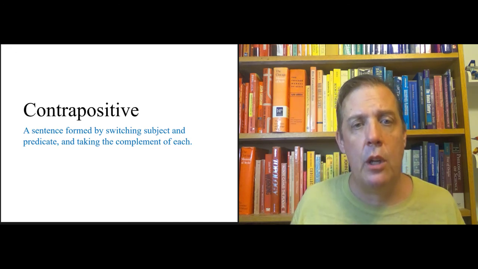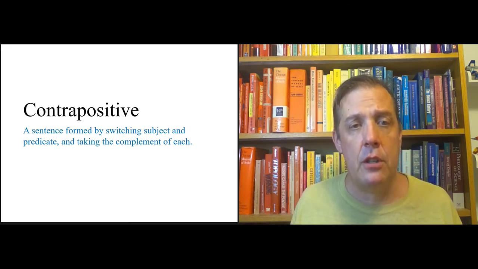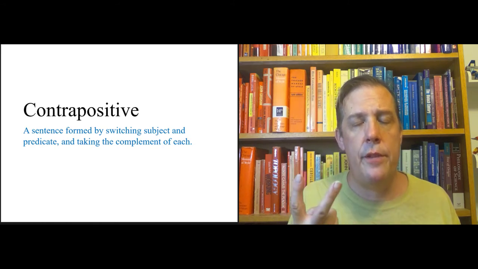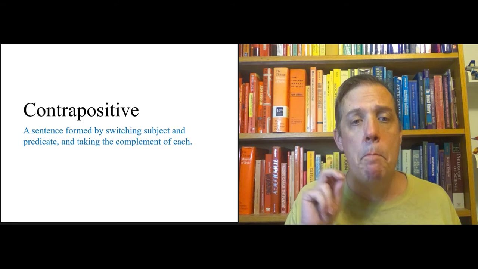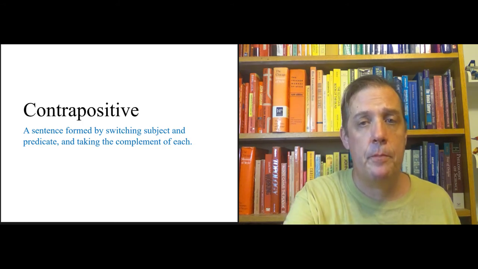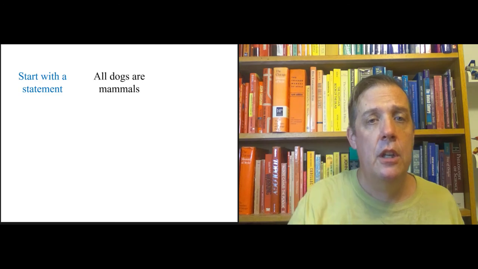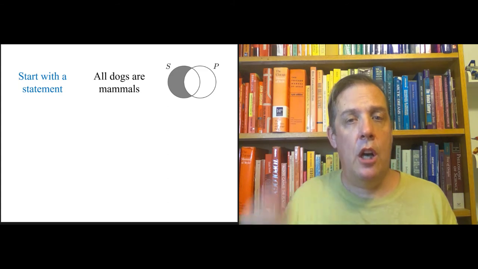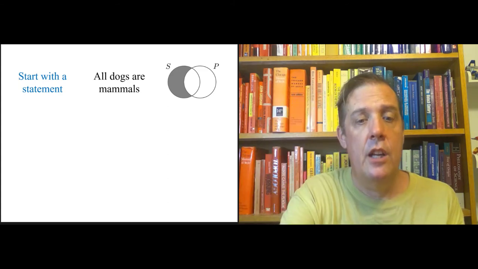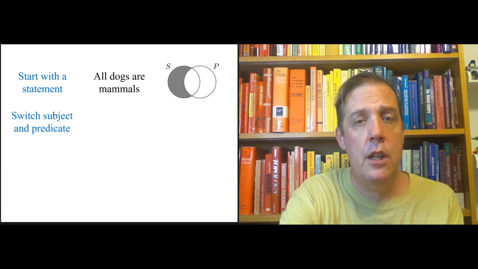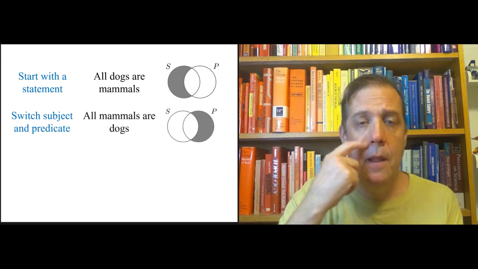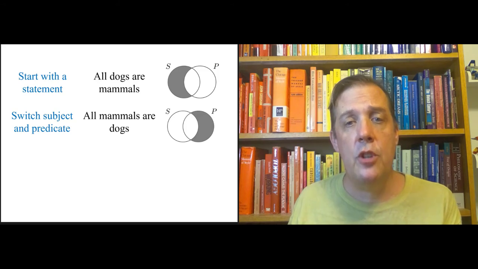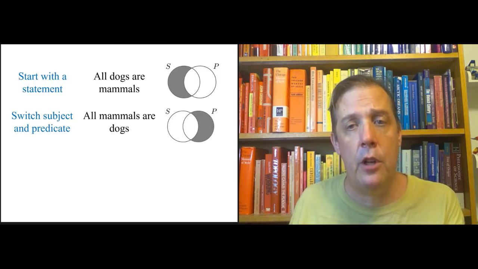The last process we want to look at is contraposition. The contrapositive is a sentence that is formed by switching subject and predicate, just like you did with conversion, but you take the complement of each. So you start with a statement like all dogs are mammals. Now it has this Venn diagram. You switch subject and predicate, and you get all mammals are dogs. That's this diagram. And as we saw before, we've turned a true statement into a false statement.